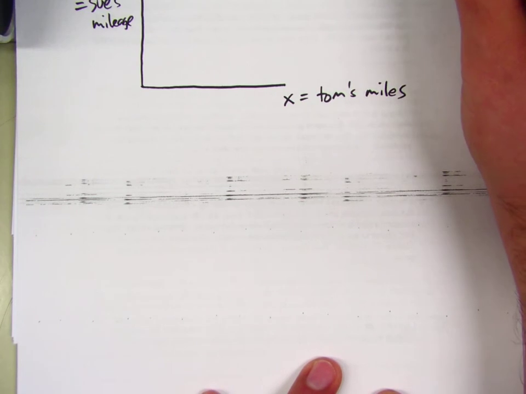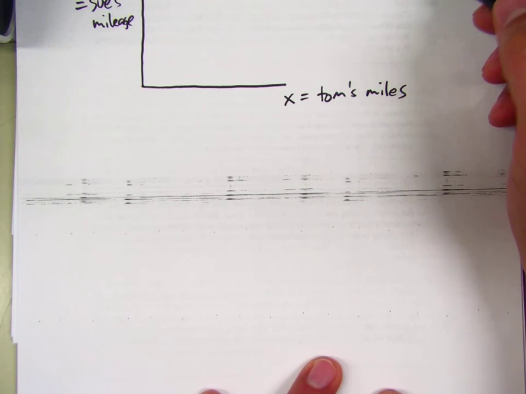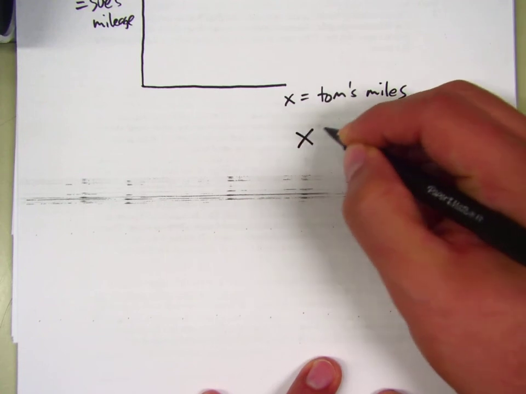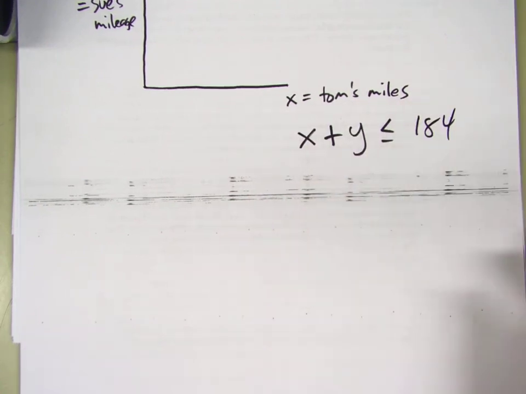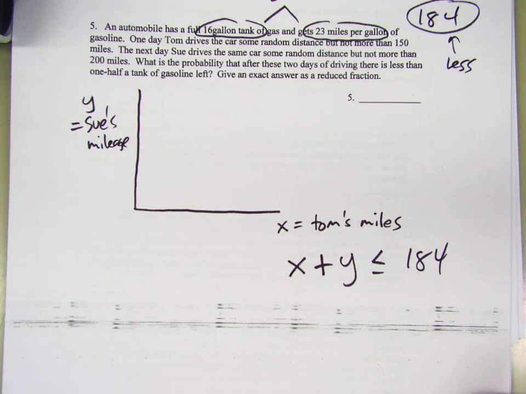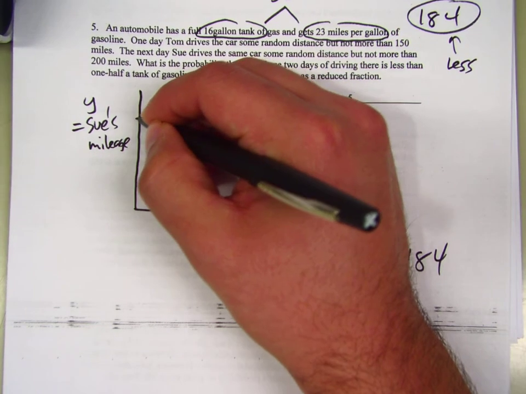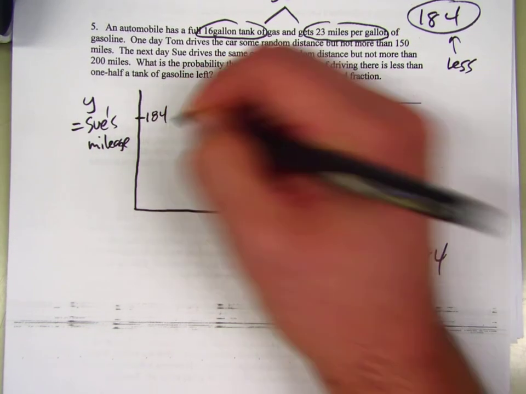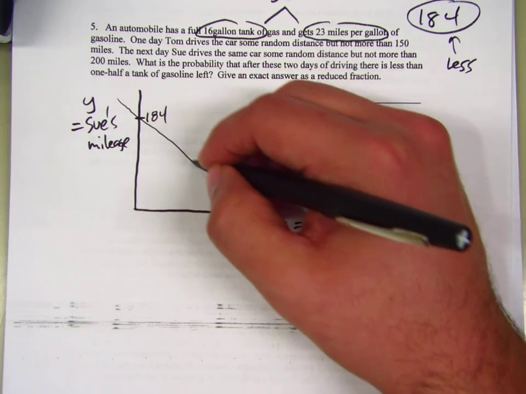So combined, they cannot drive, it has to be less than 184 miles. Does that make sense so far? So if I say that in an equation, Tom's miles combined with Sue's mileage has to be less than or equal to 184. You guys with me? And if I draw that, here is 184 on the y-axis, here is 184 on the x-axis, that is this line.